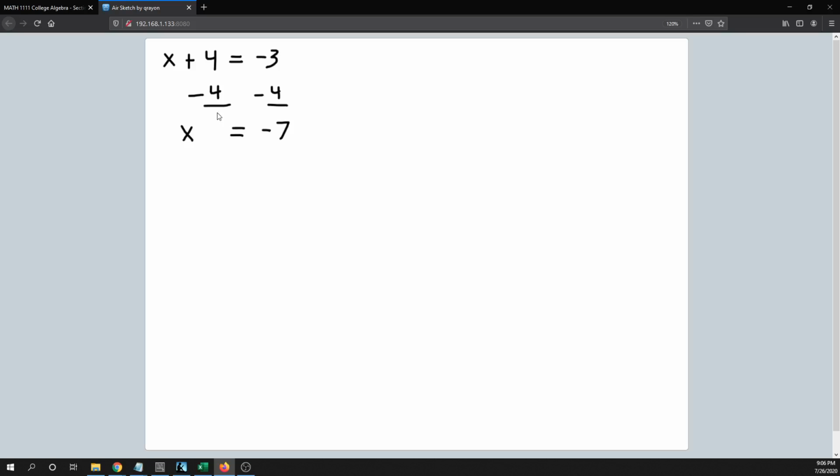And so since I added, or in this case, subtracted the same number from both sides, then I know that the solutions of this equation are exactly the same as the solutions of the original equation. So I have found all of the solutions to this equation here. Okay. So the only solution is -7. All right. So that is using the addition property to solve a linear equation.